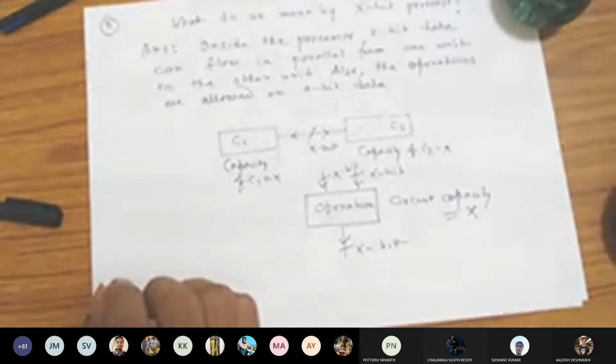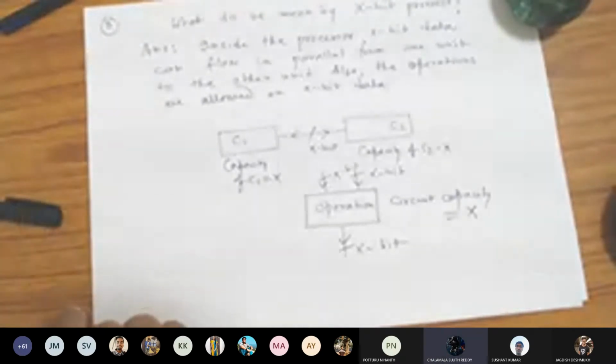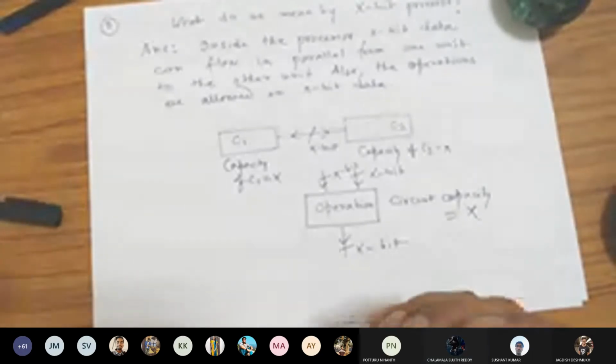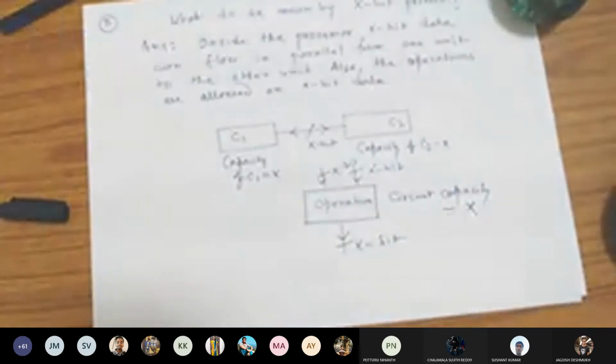Right. And to store the output also, we need two locations, no, sir? Two locations, yes, that's correct. Absolutely right. We will look into that in memory organization. Memory is the place where we store everything. So if we want to store 32-bit data in a 16-bit memory organization, then we require two locations. That's correct. Okay, sir. Understood.